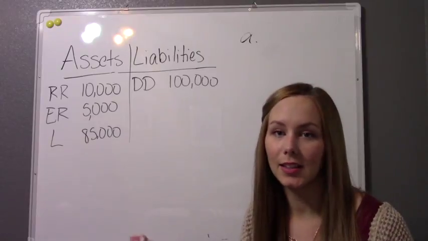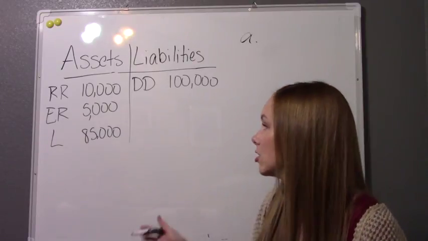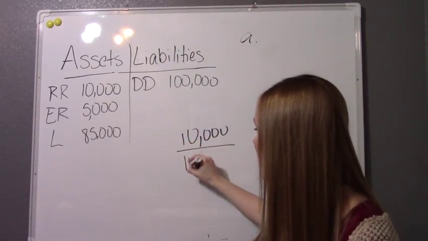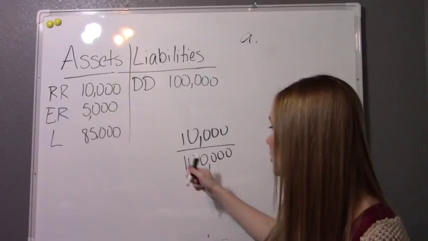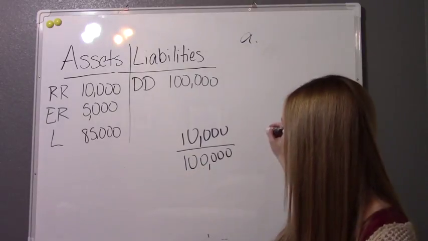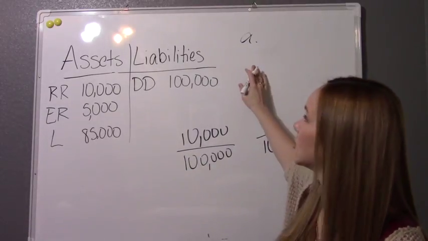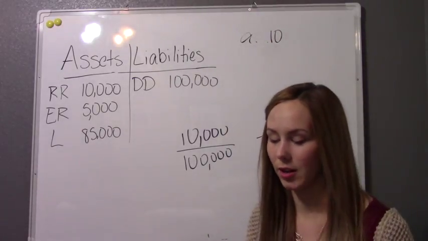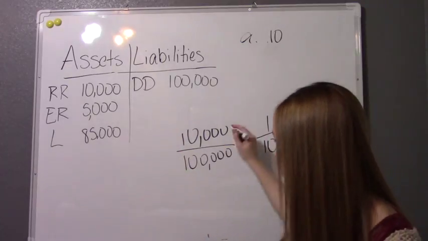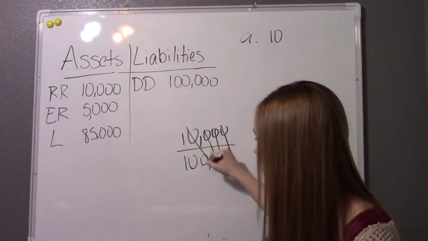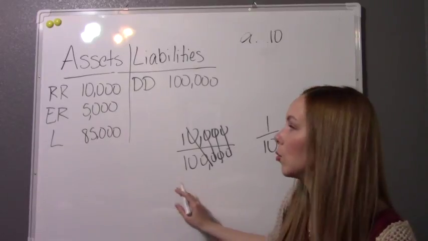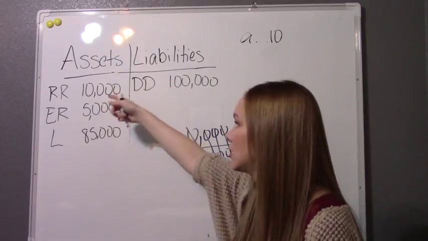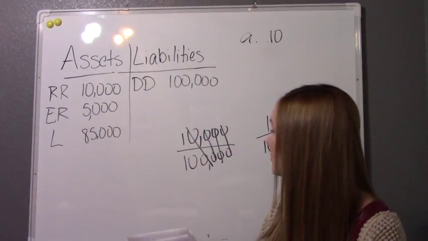First, part A says, what is the reserve requirement? All you're going to do for this is a fraction. The required reserves are 10,000 and demand deposits are 100,000, so 10,000 divided by 100,000 is going to give you 1/10. So the reserve ratio is 0.10, or you could say 1/10. Either answer would be correct. Hopefully you understand how to do this, but all we're doing is simplifying a fraction. We want to know what fraction of 100,000 is 10,000. Okay. Part B.